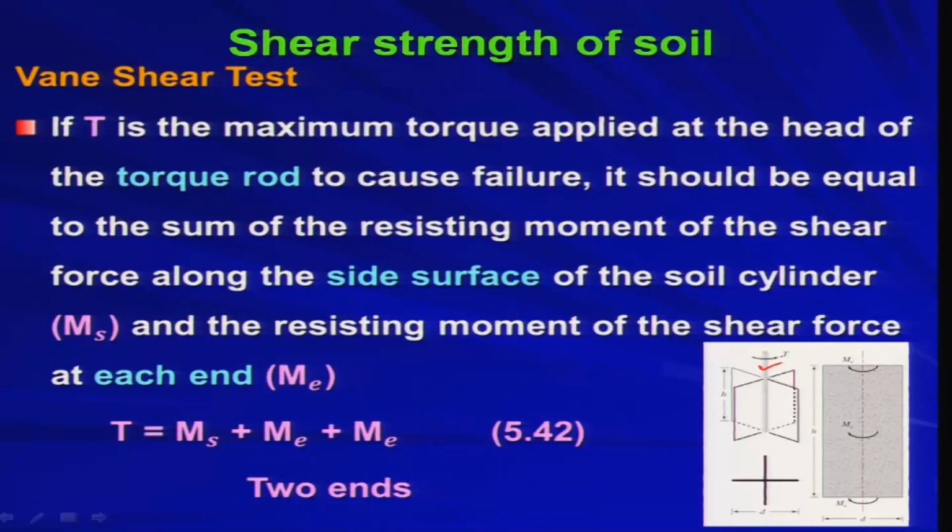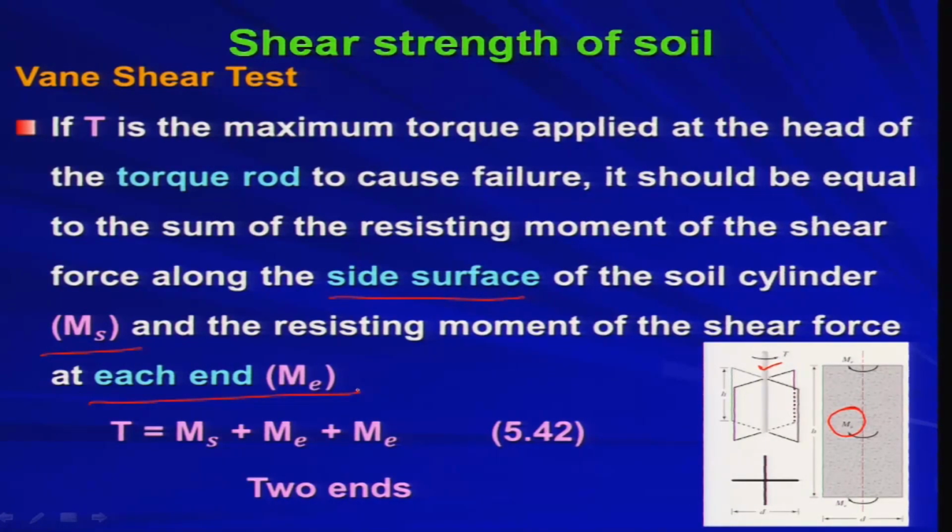Then slowly when you reach the limiting state, that means the maximum soil resistance has been mobilized, at that time you will be getting the rotation. So, that is basically giving you the failure, right. And that is your maximum torque which you are applying and which is getting resisted by the shear resistance of soil. So, it should be equal to the sum of the resisting moment of the shear force along the side surface, that is nothing but Ms of the soil cylinder, and the resisting moment of the shear force at each end, that is Me.